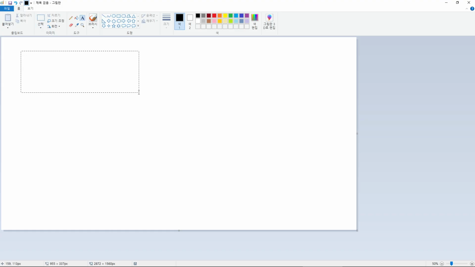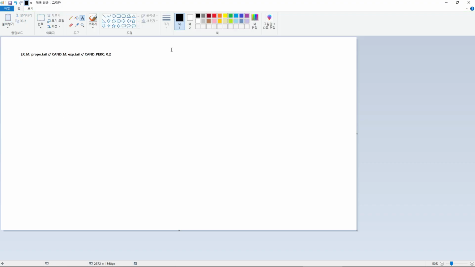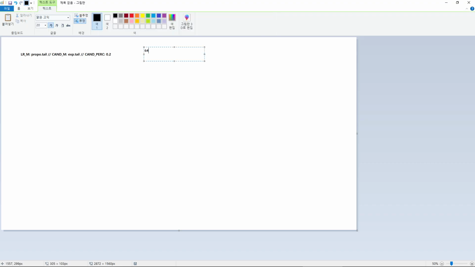Let me just do this again. LRM is propo tail, and candidate method is expo tail, and candidate percentage is 0.2. I should just put that in one line, and I do this 64 times.